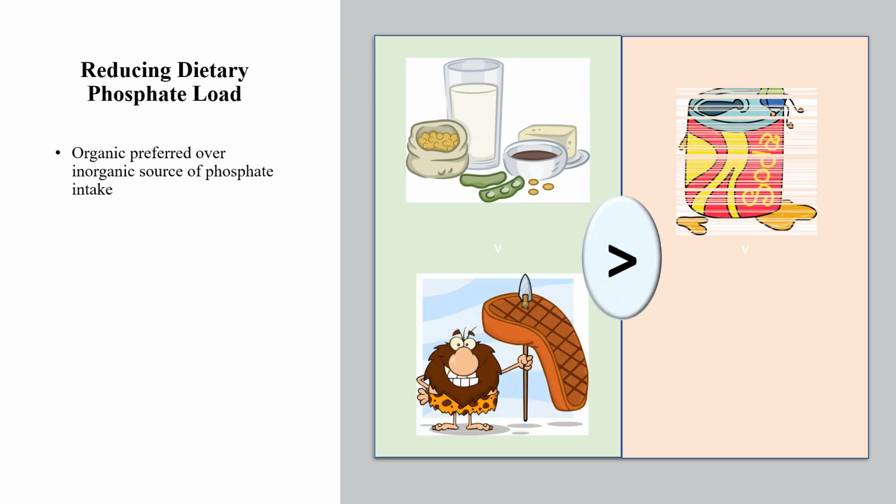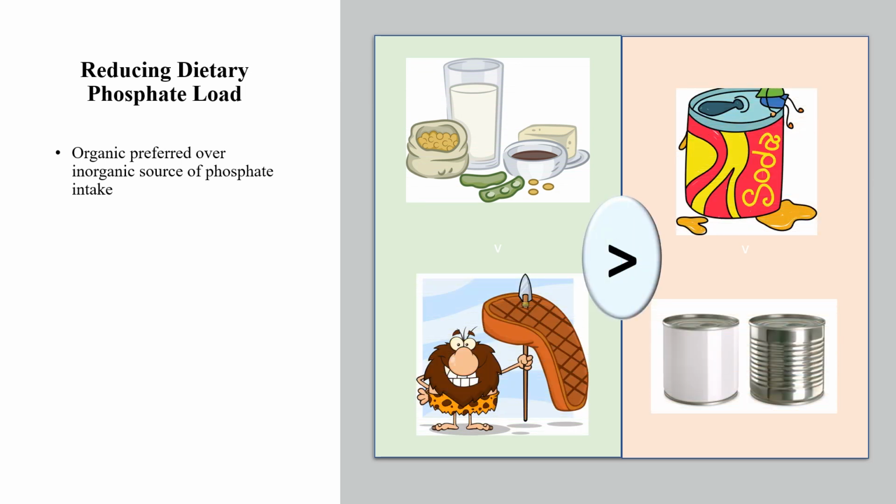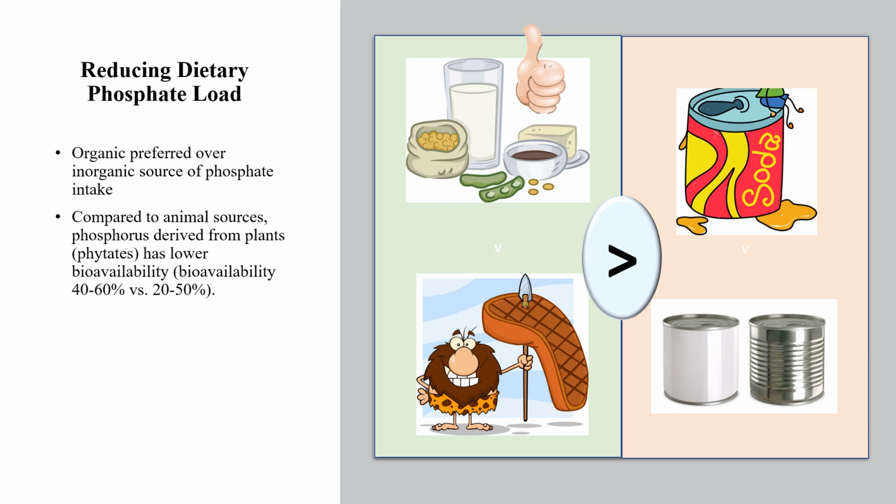Organic phosphorus from plant and animal sources are preferred over inorganic sources found in preserved foods with phosphorus containing preservatives or flavor enhancers because of greater GI absorption with inorganic phosphorus compared to phosphorus from plant and animal sources. Of all organic sources of phosphorus, phosphorus derived from plants is preferred because it does not get absorbed as well as that from animal sources.